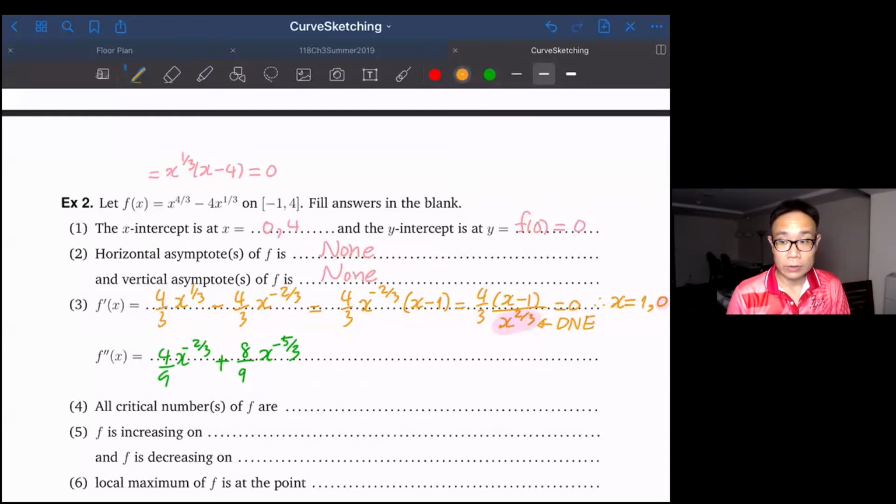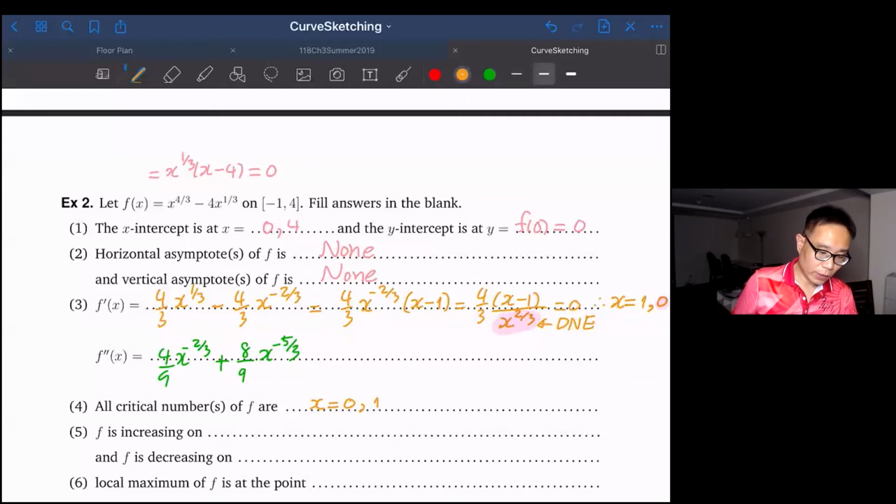Okay, so this is how we obtain the critical numbers. So you have x equal to 0 and 1. That's my critical numbers.